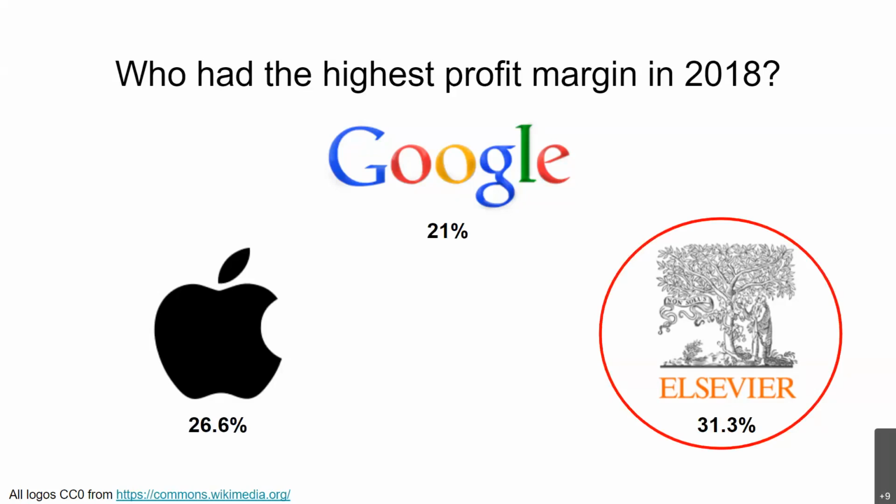Most people on the street would probably say Google or Apple have the highest profit margin of the three because they've never heard of Elsevier, right? But in fact, Elsevier at that time, and probably now, these things fluctuate, but generally scholarly publishers have a very high profit margin, right? And profit margin is what is left of the profit after all of the expenses have been taken away, and what the company is left with is presented as a percentage.